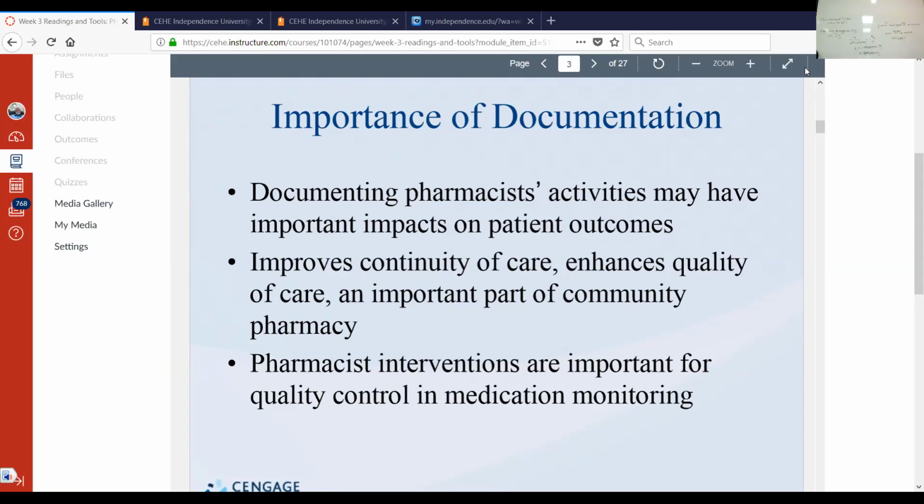They have a single payer system. The government is the clearinghouse for all insurance payments.